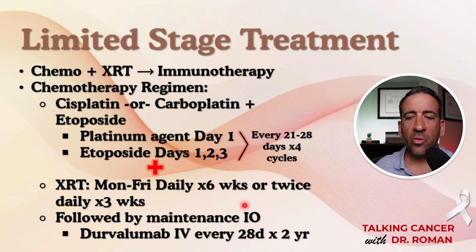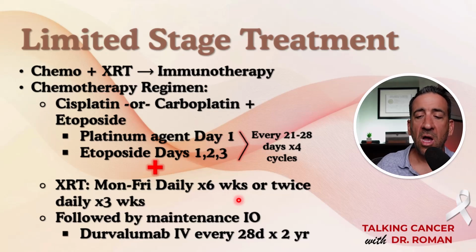All right, so just a quick recap here. You will get the chemotherapy, the 3 days of chemo, and then 21 to 28 days later, the same chemo. And at the same time, you will be receiving the radiation either every day, Monday through Friday, or twice a day, Monday through Friday. And then after you complete this treatment, they might recommend maintenance immunotherapy.